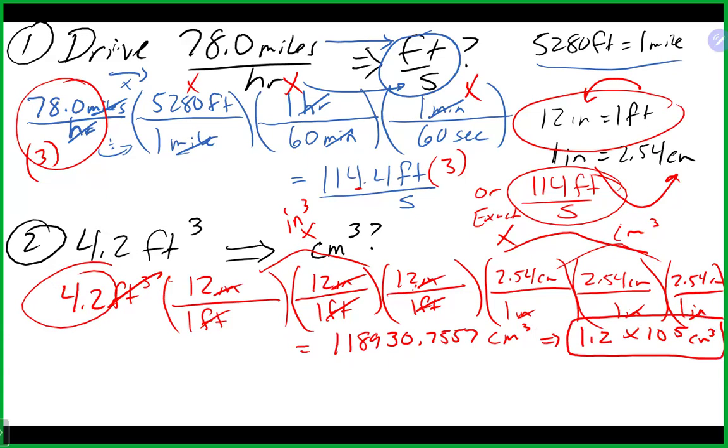Now, could you set it up like this, where you just go 4.2 cubic feet and go 1 foot is 12 inches in cubic, and then do 1 inch is 2.54 centimeters in cubic? The answer is you absolutely can. The other answer is I probably wouldn't do that, because I can't tell you how many people's papers I see when they do something like that, they never actually do the number 3 times.